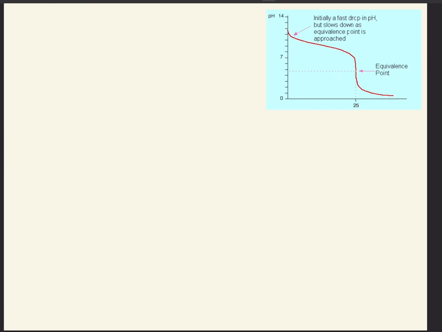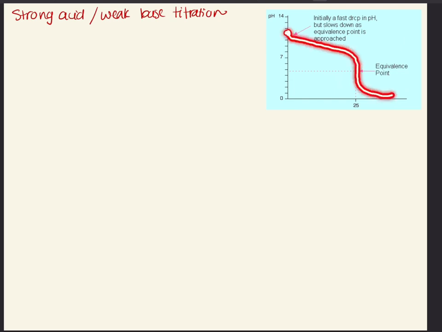All right, we are going to talk about a strong acid, weak base titration. And I have a titration curve that shows the strong acid, weak base titration here. Notice that we start off at a high pH and then go down from there. So when you're doing this strong acid, weak base titration, the initial pH should be basic.